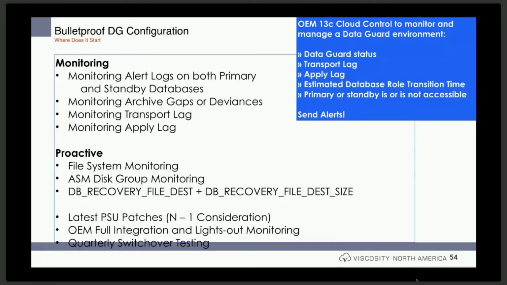We also need to be proactive in our monitoring, making sure that your file system never runs out of space, or your ASM disk groups never run out of space. Our typical recommendation would be to send a warning at 80% and a critical alert at 90%. Different customers want different thresholds. And if you are using the DB recovery file destination size, make sure you monitor your flashback logs in there accordingly, and your archive logs as well.